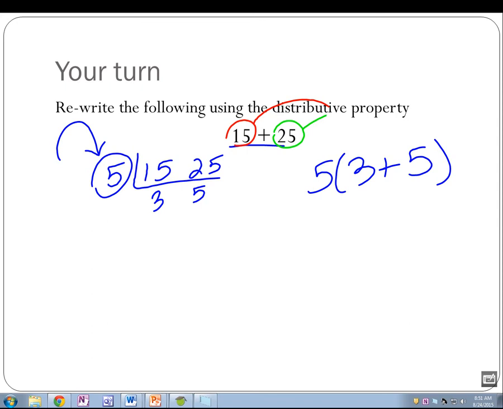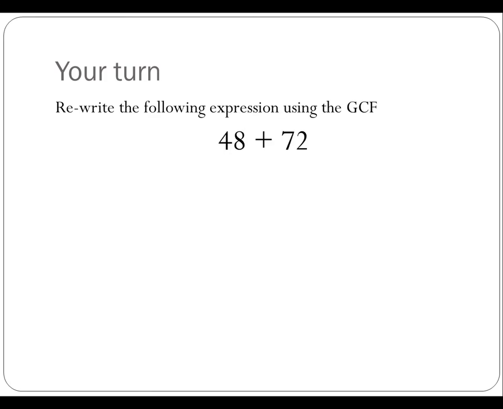Okay. So that's how we rewrote using the distributive property, and we're done with that. I want you to do 48 by 72. First thing you have to do is find the GCF. I want to see either the list method or the ladder method on there, please. List method or ladder method, so you can find your GCF. Greatest common factor.